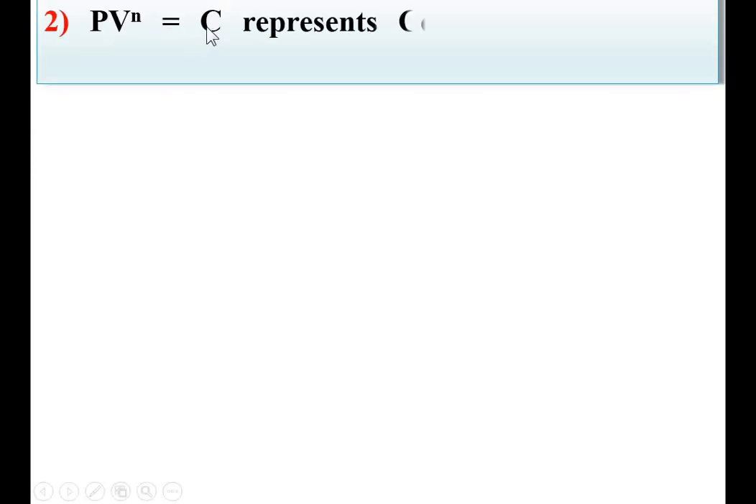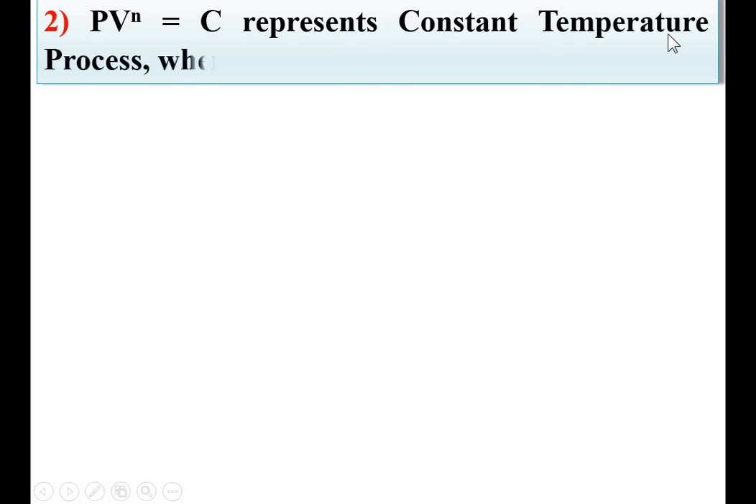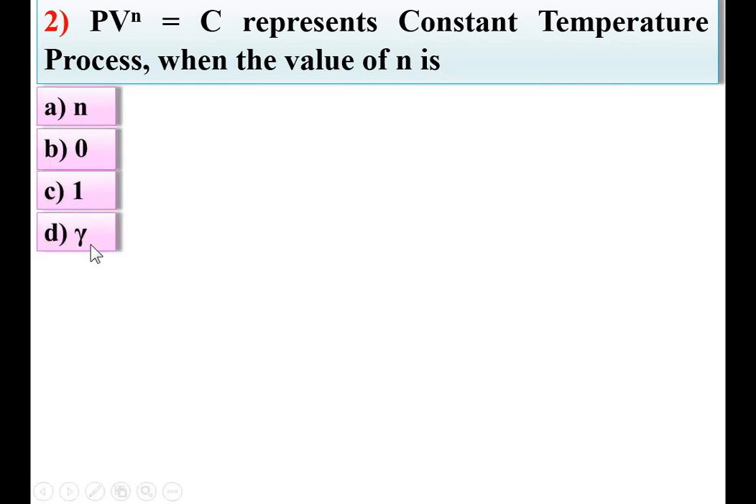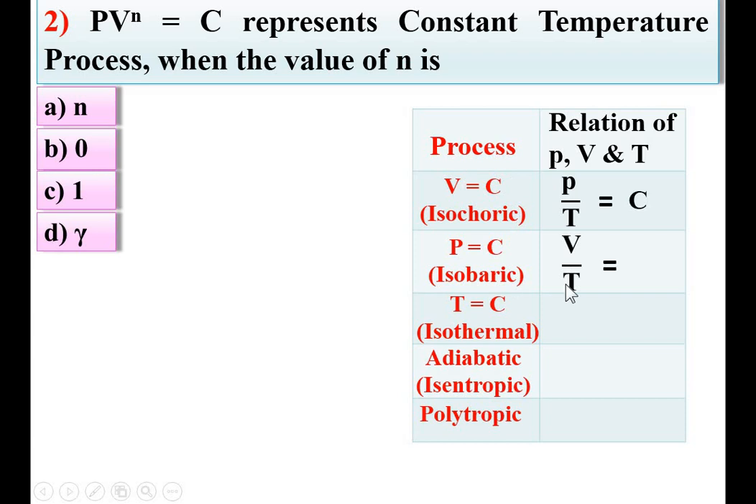Next, PV raised to n is equal to constant represents constant temperature process when the value of n is: n, 0, 1, gamma. Let me show you the figure, the different processes having different relations between pressure, volume and temperature. Here you can see in case of the constant temperature process, that means isothermal process, PV is equal to constant. So if I put n is equal to 1, then it will be PV is equal to constant. So n is equal to 1 is the right answer.